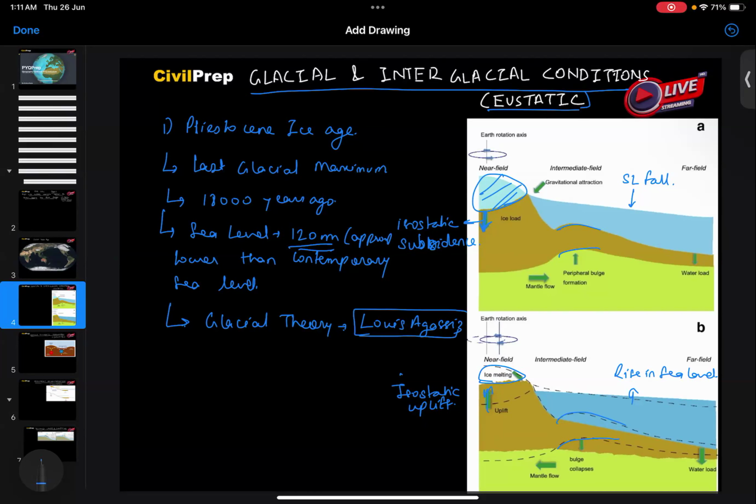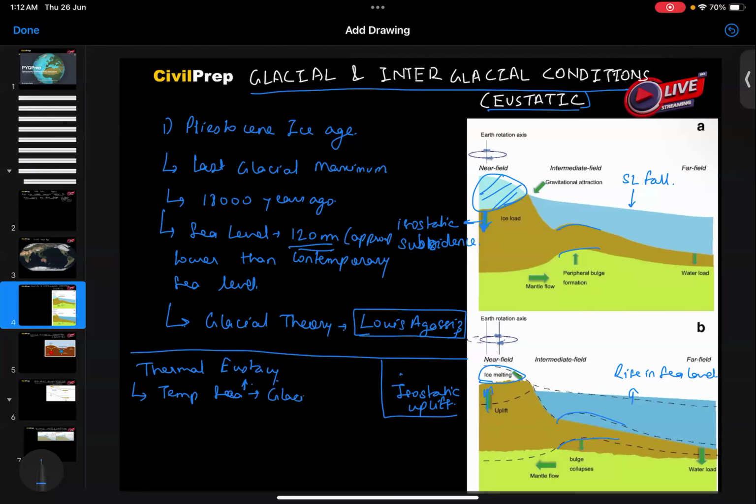So Louis Agassiz is the person who has given this glacial melting theory. Okay. Now, after this, we'll be seeing that there is another aspect here with respect to thermal eustasy. Now, under thermal eustasy, we'll be seeing that when the temperature of the sea rises, because of this rise, number one thing, there will be glacial melting. Okay, so this will result in the rise of sea level.